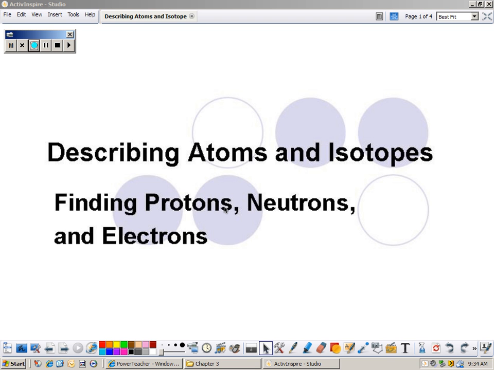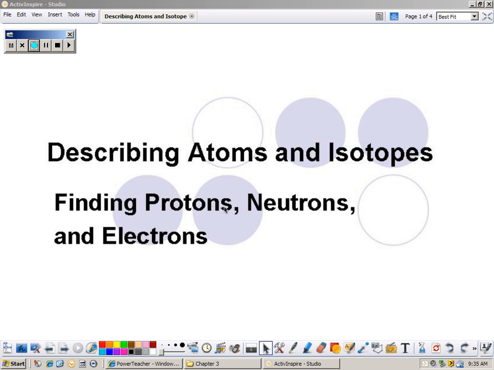Okay, so we're going to review what we've been doing. This is similar to what we did earlier in the week. We're going to be finding protons, neutrons, and electrons. When we're finding protons, neutrons, and electrons, we could be describing different kinds of isotopes. That means we could be describing different versions of the same element, or atoms of the same element.